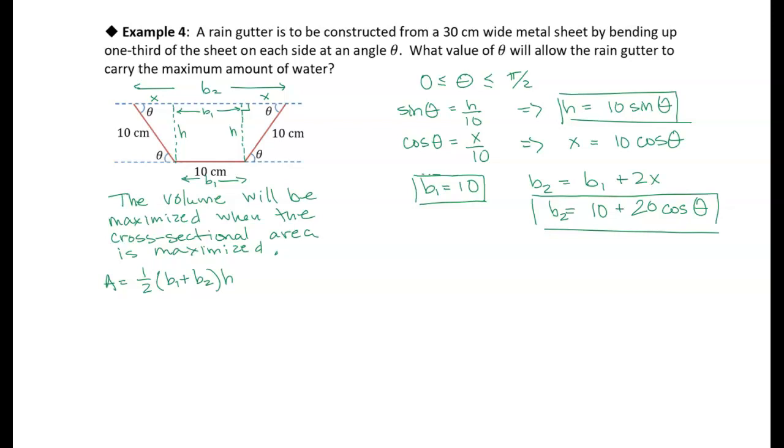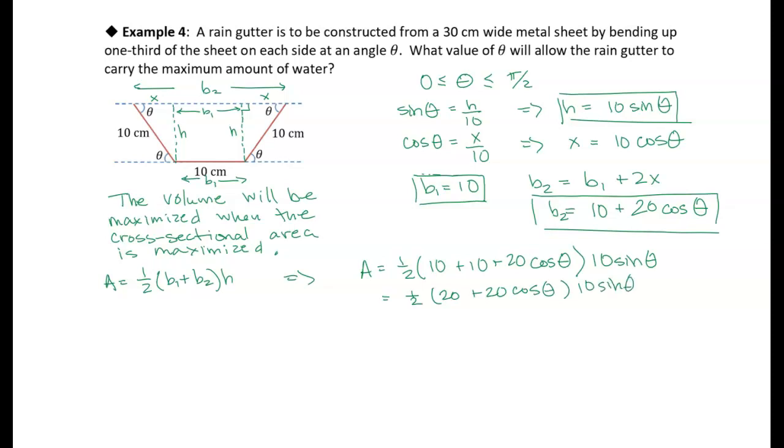All right, so I'm going to get that the area is equal to 1/2, and then I add the two bases, so 10 plus 20 cosine theta, and then times the height, which is 10 sine theta. Okay, so there's an expression for the cross-sectional area. I can simplify this as 1/2 times 20 plus 20 cosine theta, times 10 sine theta, just combining those two 10s.